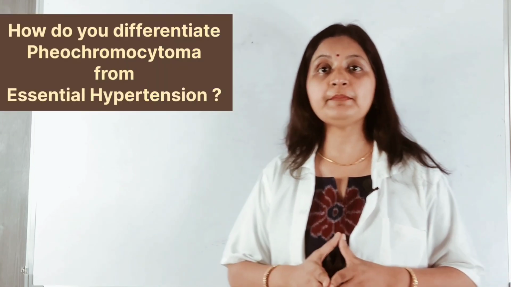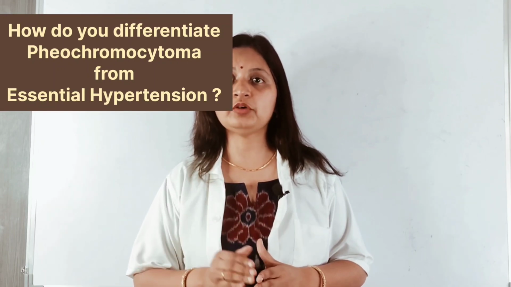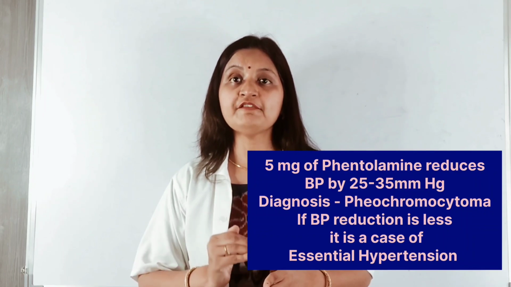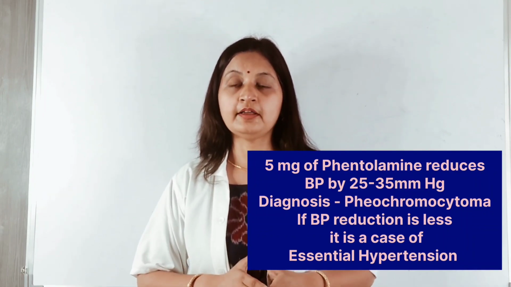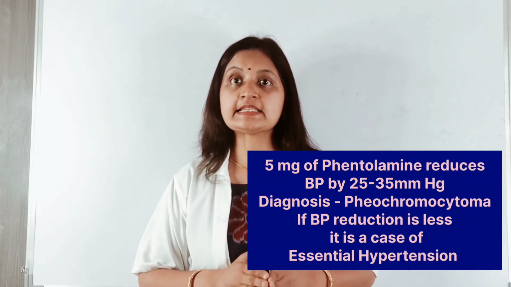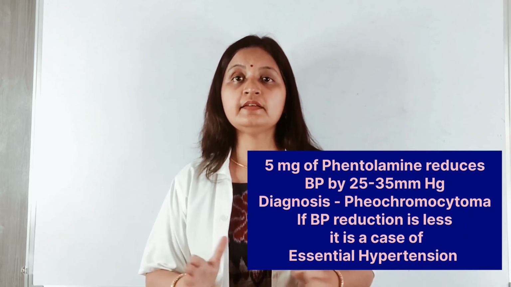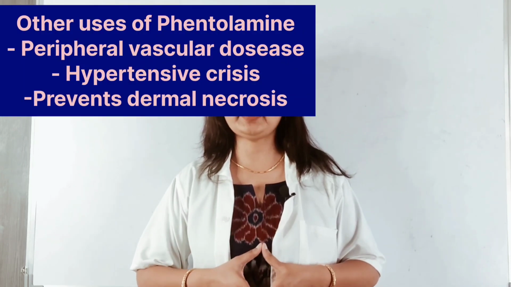So what is the phentolamine test? If after giving 5 milligrams of phentolamine, there is a fall in blood pressure by 25 to 35 mm of mercury, it is a case of pheochromocytoma. If the blood pressure reduction is less, it is a case of essential hypertension. This is how pheochromocytoma is differentiated from essential hypertension.